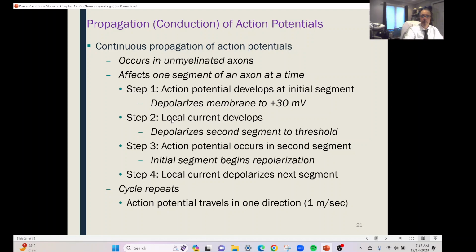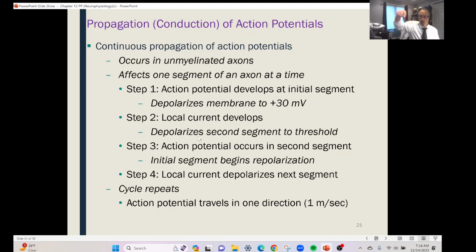We had talked about that in a previous lesson. And that now depolarizes the second segment. An action potential now happens at the second segment, and the sodium continues to move in and then moves laterally and then depolarizes the third segment.